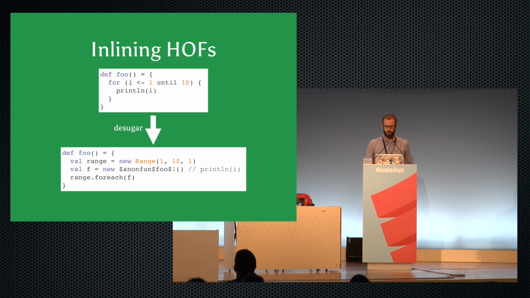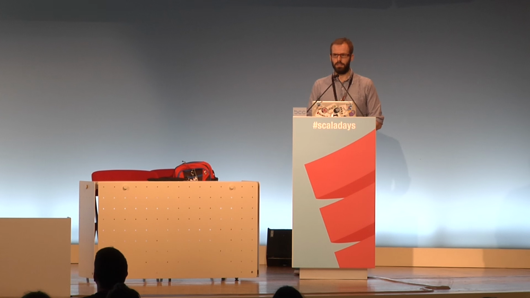So why do we want to inline higher order functions at compile time rather than leaving it up to HotSpot? We can look at a quick example here. This is a kind of canonical example of higher order functions, or closures, I guess. So we've got for i in 1 until 10, println i. So println i is an anonymous function.